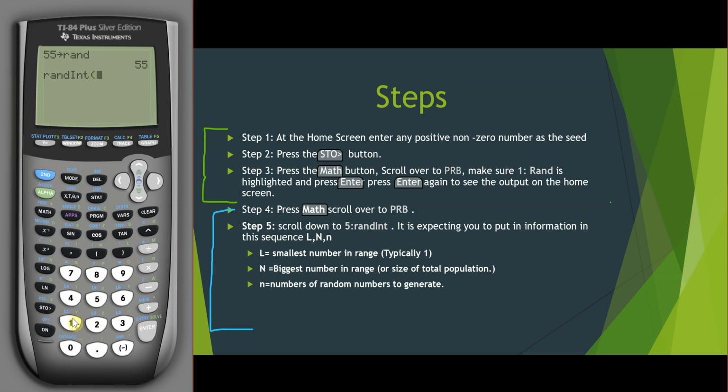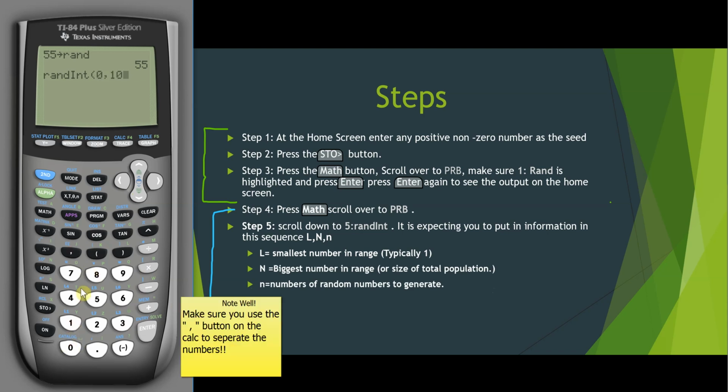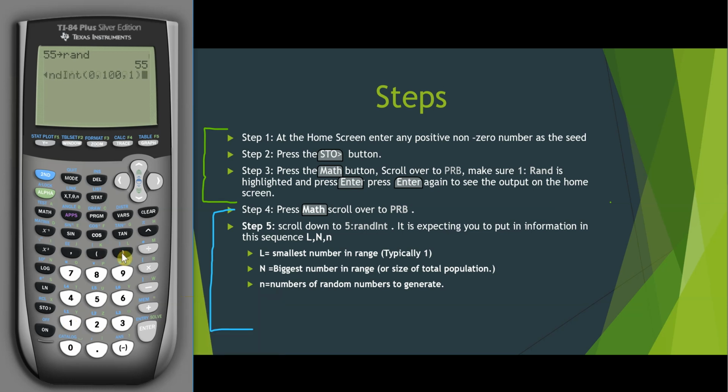So if I wanted to generate a number between 0 and 100, and I wanted to generate, let's say, just one number in that range, I'll put 0, comma (the comma button is right here next to the parentheses button), 100, comma, 1, close parentheses, hit enter, and the randomly generated number is 0.